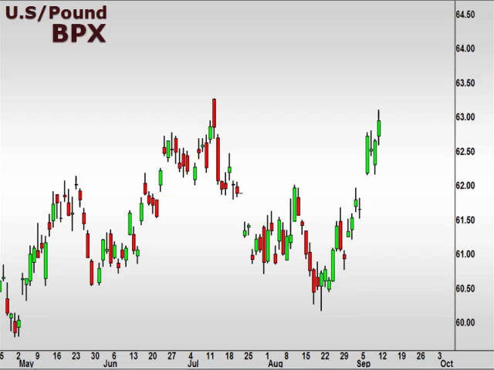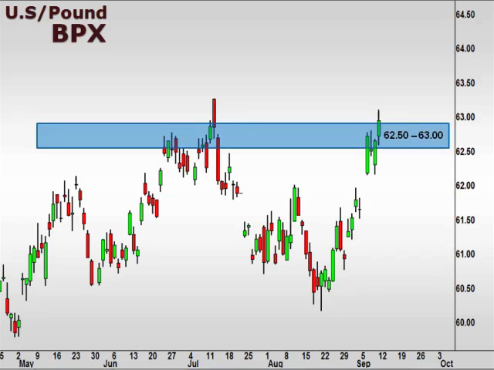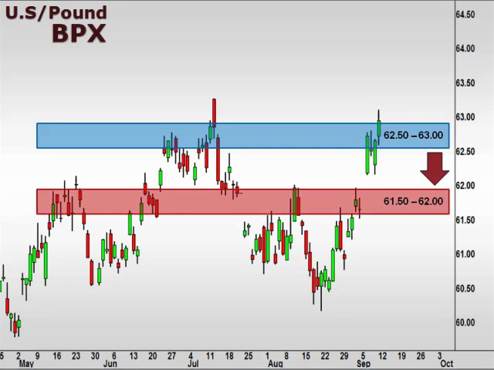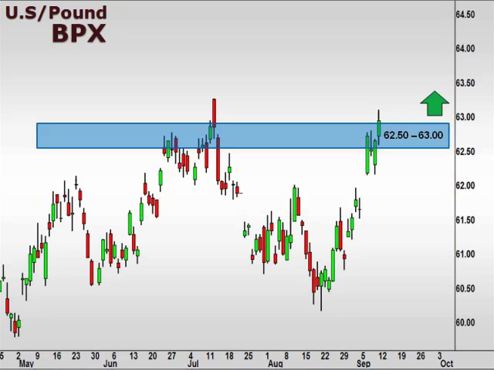Let's take a look at the US dollar versus the British pound as seen here in the ISE FX Options pair value BPX. The BPX is hitting a resistance level at the 62.5-63 zone. Rejection here is likely to retrace back down to test support at 62. A break above 63 should yield a continuation higher.